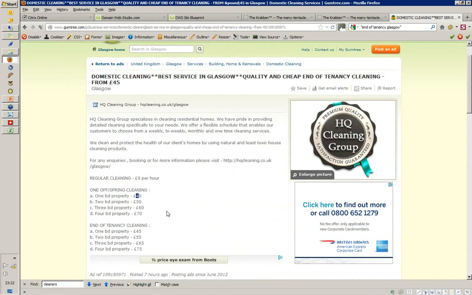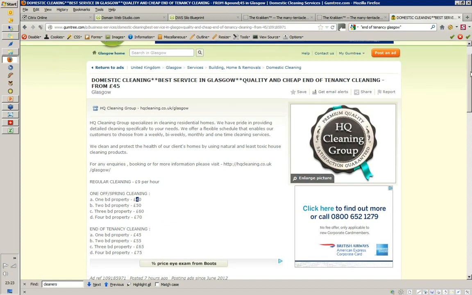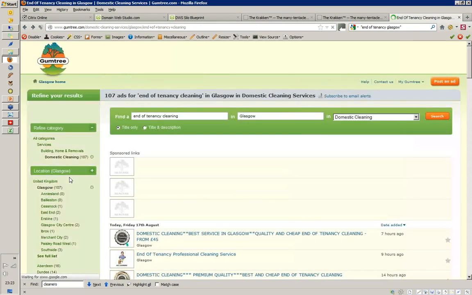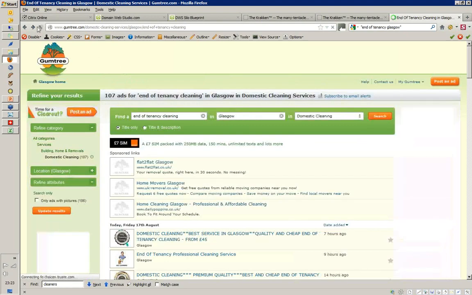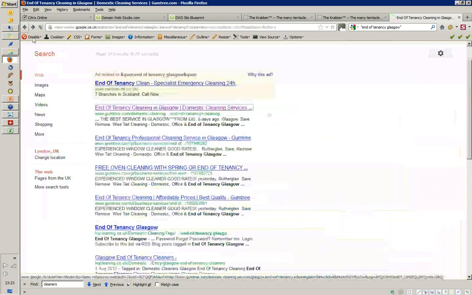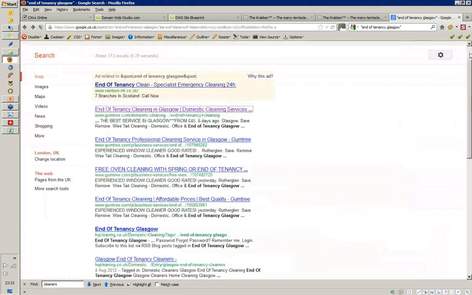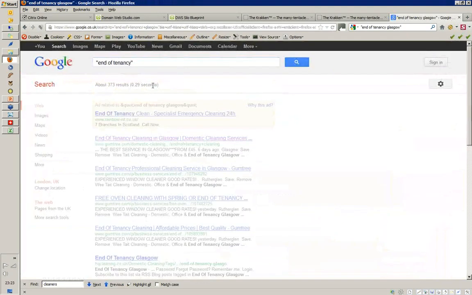At the most, if your top level barrier is 10%, at the most you get £4. But this is someone on Gumtree. They're not a professional company because they're advertising over here. Most of these people are just like mums and that who go and clean other people's houses. So Gumtree, is that like Craigslist? Yeah, it's almost like a Craigslist thing. Okay. So this whole thing's dominated by Gumtree, the whole end of tenancy, Glasgow. So I think this website will get ranked really, really quickly.